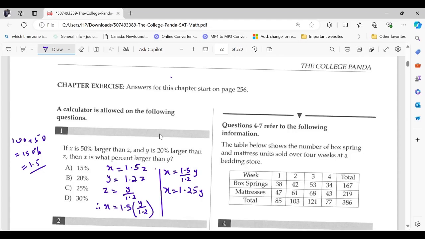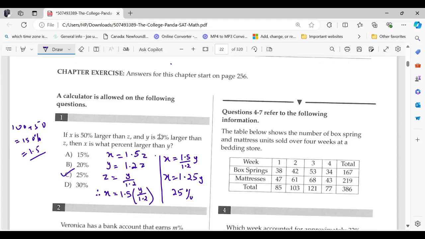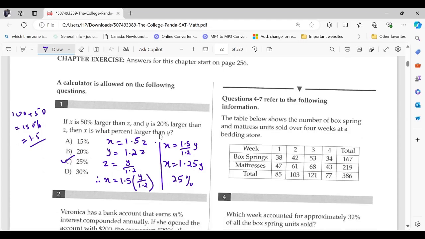So here I said then, S is what percent larger than Y? It's 25% larger. Look at it here, 50%. Here, Y is 20% larger. So here, S is 25% larger than Y. So it's 25%. So what we can get here is 25% larger, which is option C. We proceed to the next question.